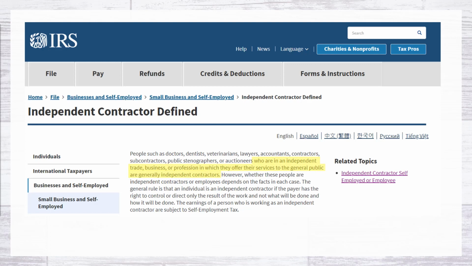Those who are in an independent trade or business or profession in which they offer their services to the general public are generally independent contractors. You can see how you might fall in that category, or maybe some of the people you pay fall in that category. Let's look at one more piece. The earnings of a person who is working as an independent contractor are subject to self-employment tax. This is where the W-9 and the 1099 come into play.